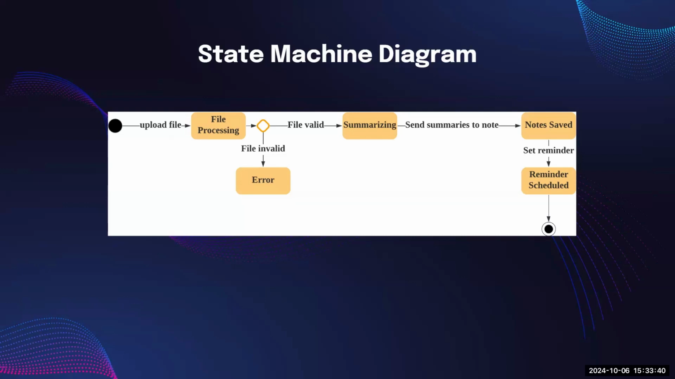Either the file is valid or it is invalid. After generating the summary, the system sends it to the notes and saves it, entering the note save state. Then the system sets the reminder time, moves to the reminder schedule state, and finally ends the process. Okay, so let's go to the next part.